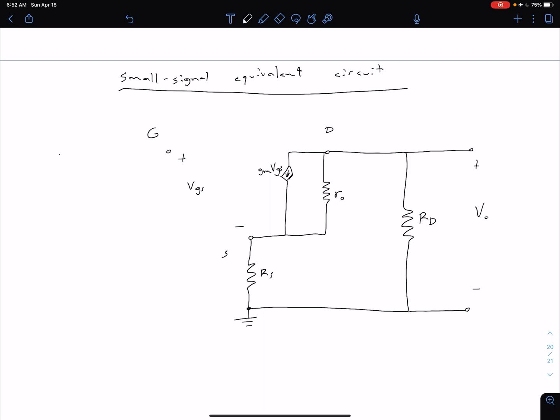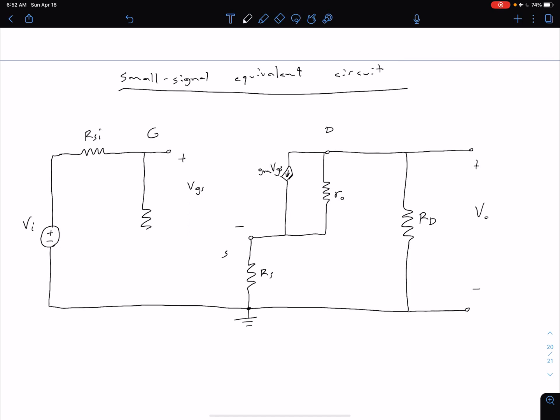So let's add those items in. So we have our RSI and our VI. See if I can connect that a little bit better. There we go. So this is our VI, our RSI, and that's connected between the gate and ground, and then also between the gate and ground we have that parallel combination of R1 and R2. So this is R1 parallel with R2. Okay, so here is what our small signal equivalent circuit looks like.